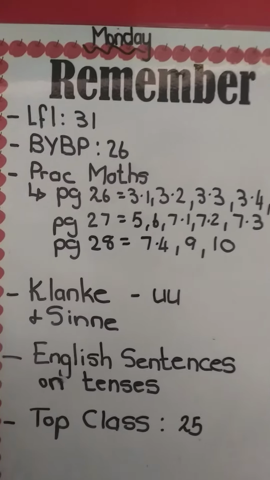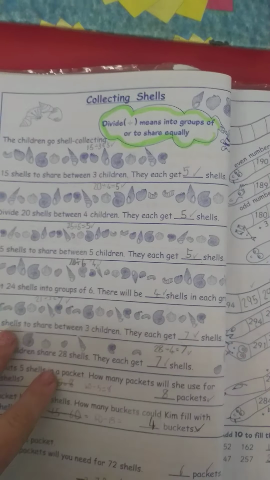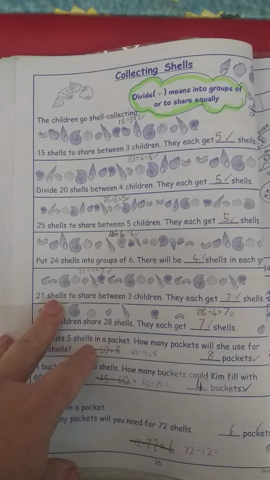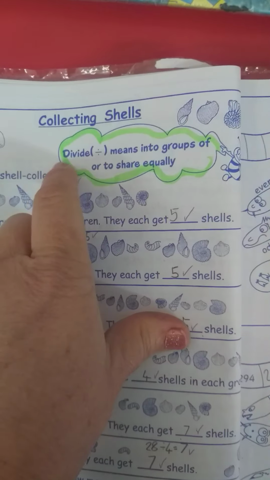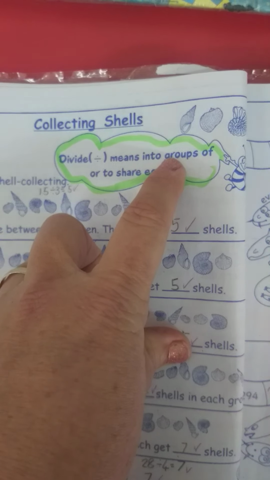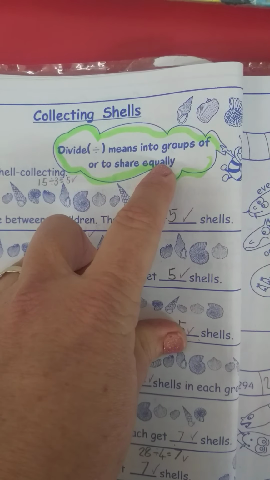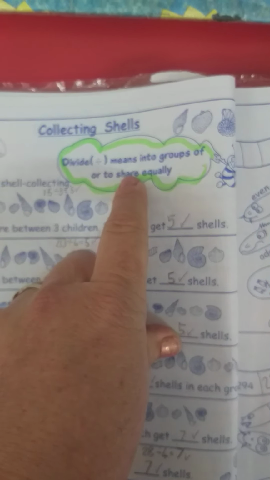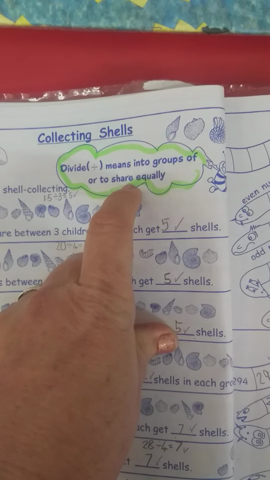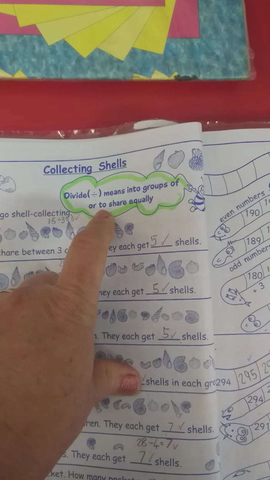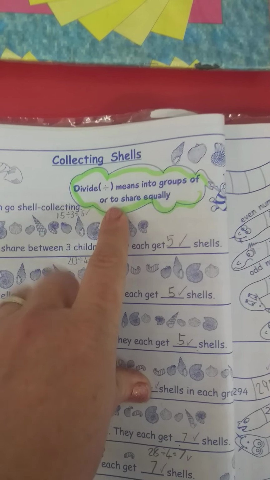we're doing page 26 of Build Your Brain Power. This is all about division. We're going to start looking at division this week, and focus on division for the next 2 weeks. It says here, divide means into groups of, or to share equally. So when you're dividing, you're putting into groups or you're sharing. That's why I always say when you're doing story sums, look out for keywords like share and groups of, and then you immediately know that you have to divide.